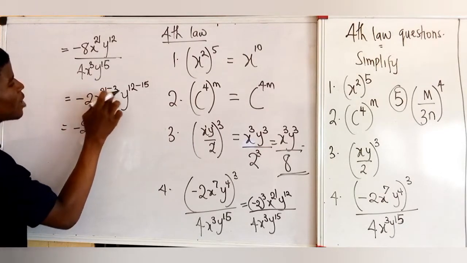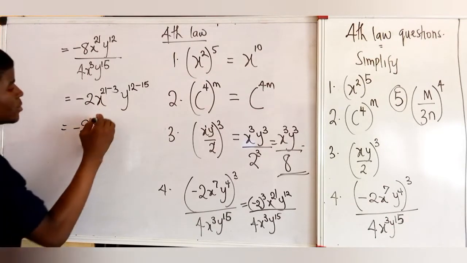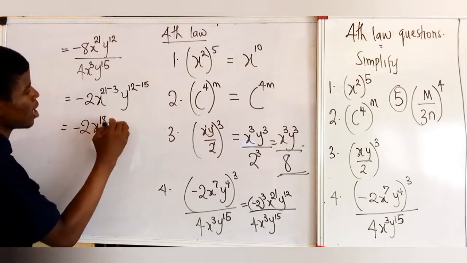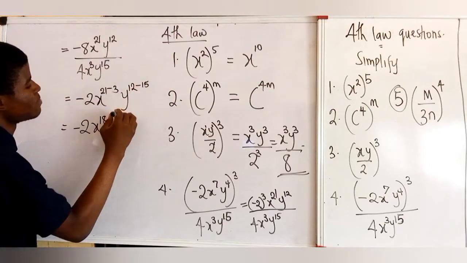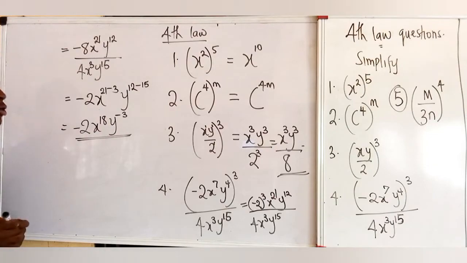X 21 minus 3 is what? 19. Sorry, 18. Then I have y to the power of 12 minus 15, which is minus 3. So this is the solution to this problem.